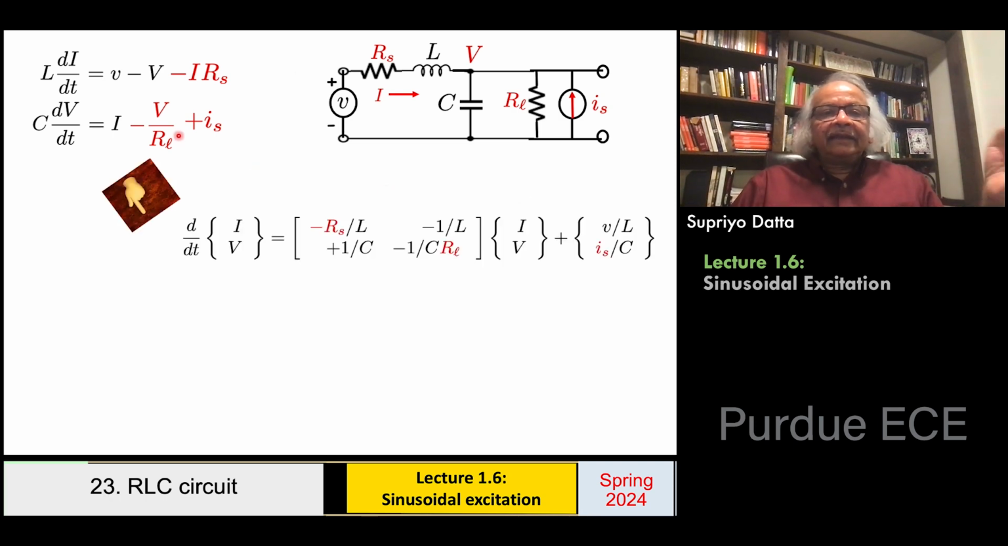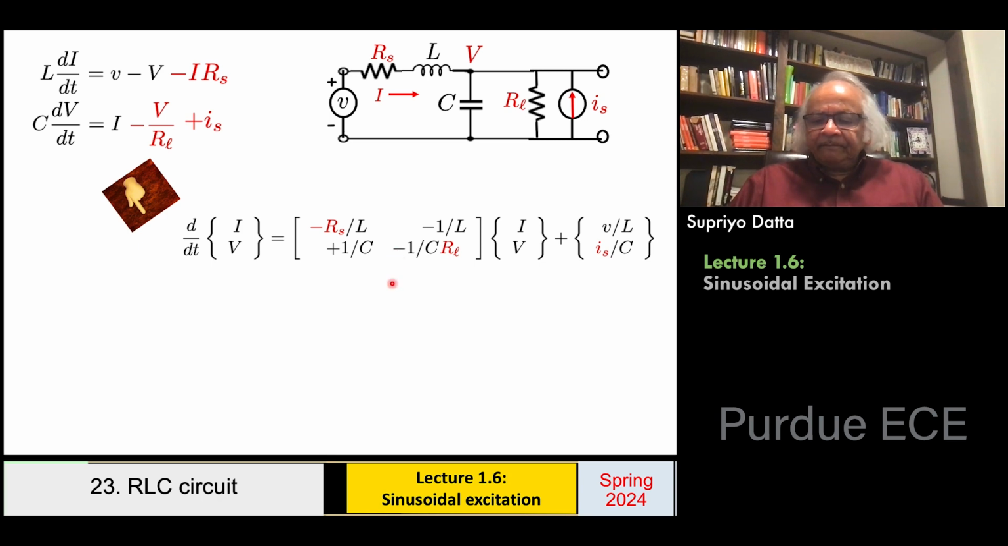Now I can take that and write it in matrix form. Like di/dt is minus Rs over L times I minus 1 over L times V, etc. So this we have done before in lecture 1.3, if you remember, probably 1.4 as well, where we first write down the physical equations and then put it in matrix form. Because once it's in matrix form, then it's easy to relate it to the things we have been talking about.